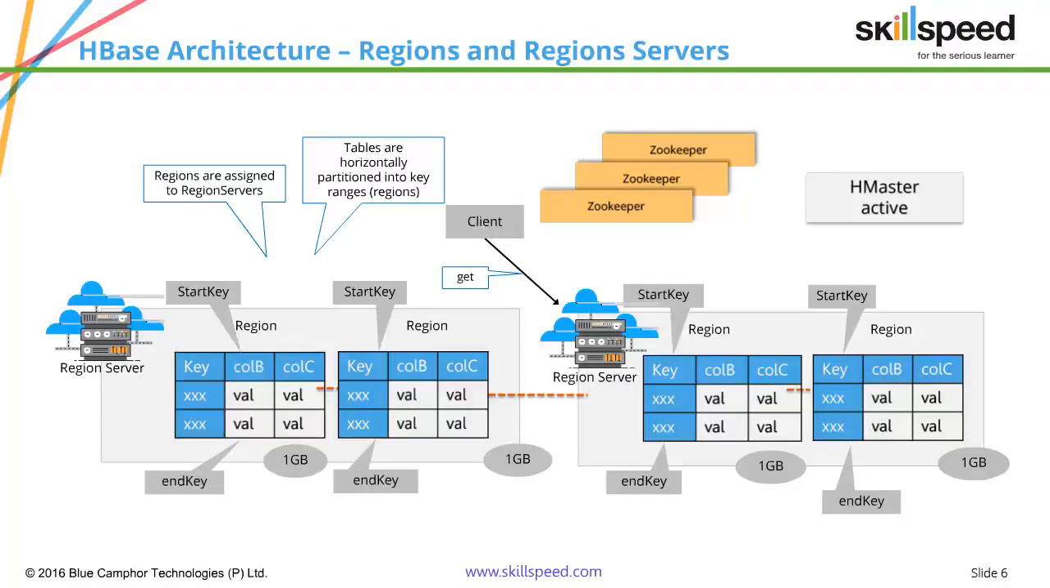Regions are assigned to the nodes in the cluster, or region servers, and these serve data for reads and writes. A region server can serve about 1000 regions. Now if you look at the picture, you can clearly understand the concept.